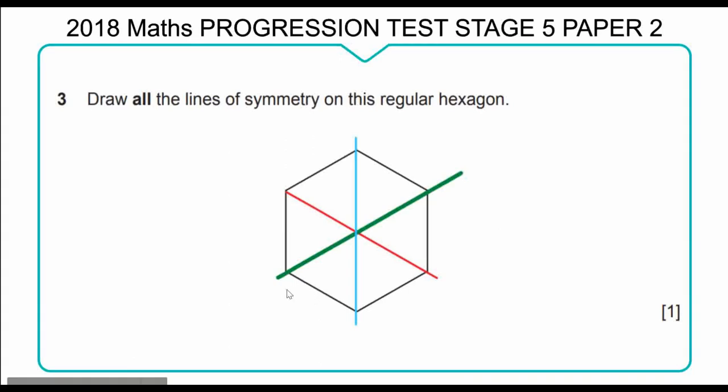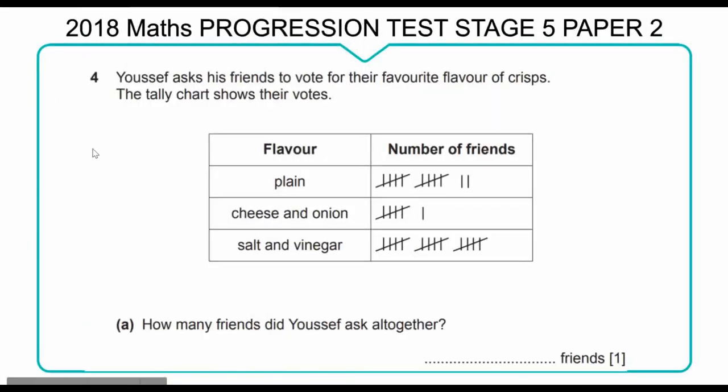Let's move on to the next question, number 4. Joseph asked his friends to vote for their favorite flavor of crisps. Their tally chart shows their votes: plain, cheese and onion, salt and vinegar. The number of friends is given in the table. How many friends did Joseph ask altogether?